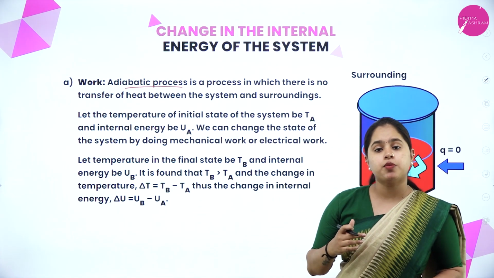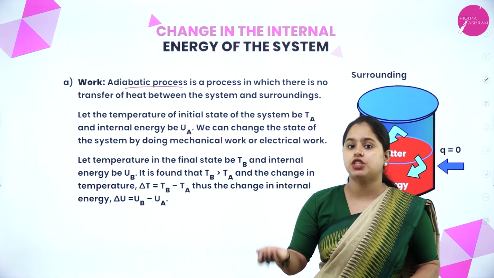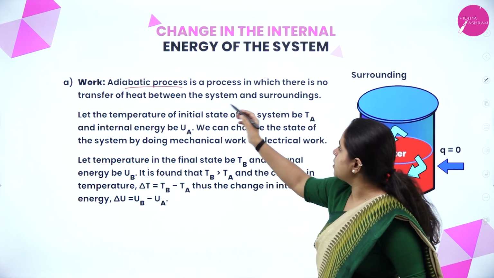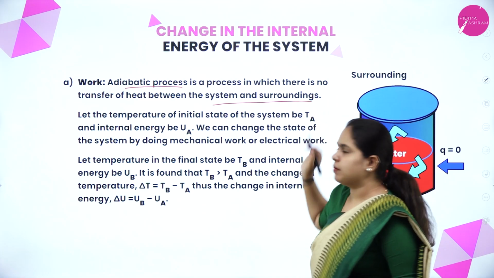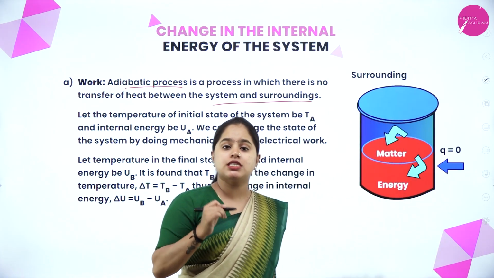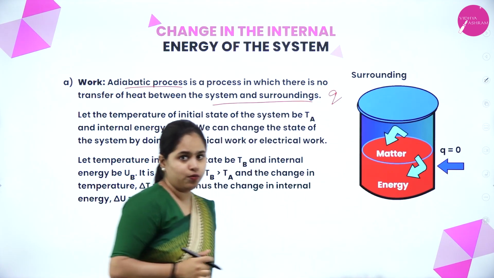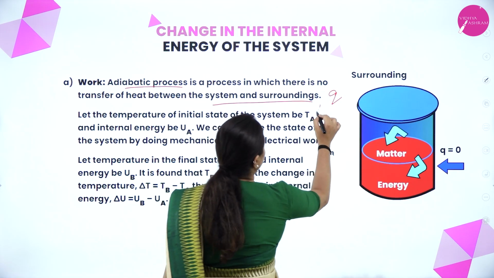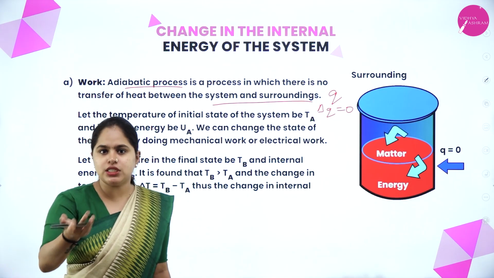Yes, an adiabatic process is a process in which there is no heat change, no heat transfer or heat acceptance to the system. It is a process in which there is no transfer of heat between the system and surroundings. The symbol with which we represent heat is Q. So for an adiabatic process, delta Q will be equal to 0, right? There is no change in heat there.